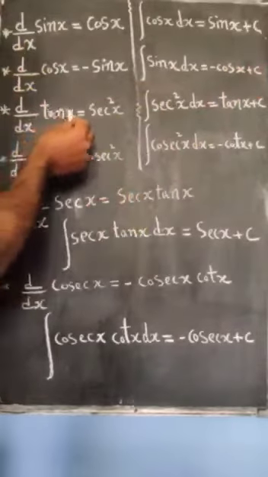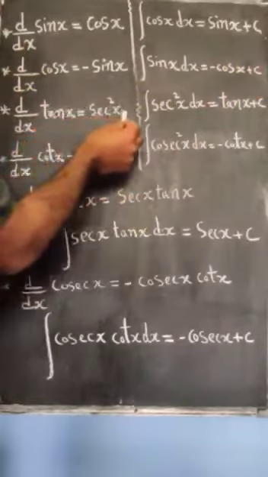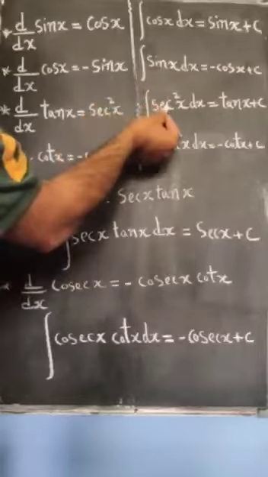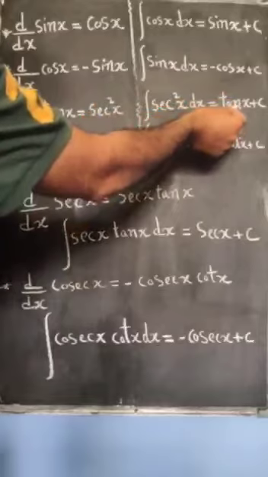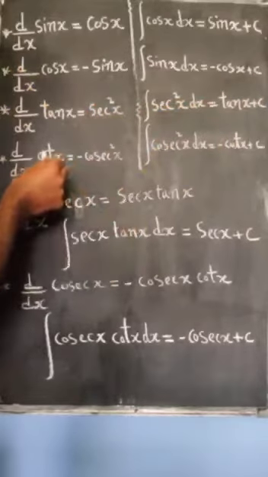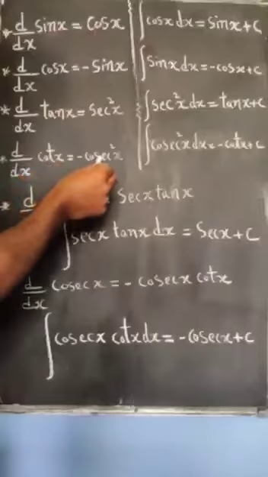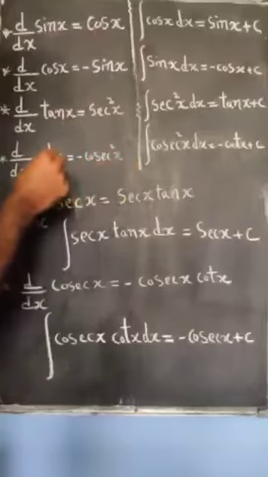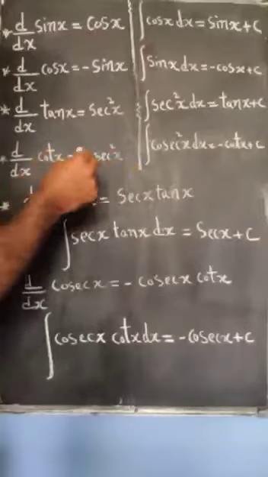Differentiation of tan x is equal to secant square x. That means integration of secant square x is equal to tan x plus c. Differentiation of cot x is equal to minus cosecant square x. That means integration of cosecant square x is equal to minus cot x.